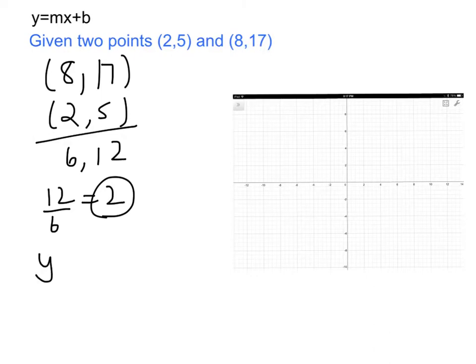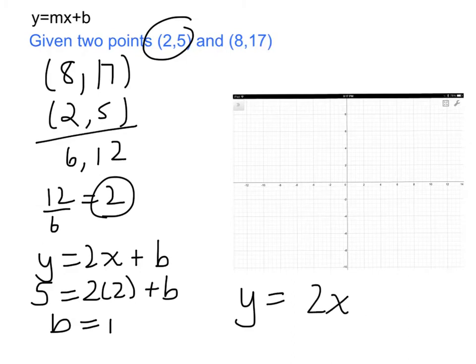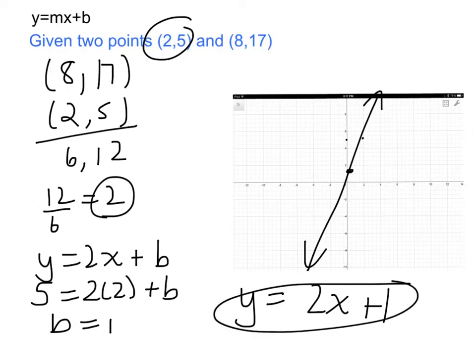So now we can plug in what we know: 2x plus b. And now we can pick either point. I like this point, so I'm going to put in 5 equals 2 times 2 plus b. So in this case, 2 times 2 is 4, 4 plus what is 5? Well, therefore b has to be 1. So now we have the equation y equals 2x plus 1. Now again, graph this. Start with your y-intercept of 1, go up 2 and over 1, and connect your lines. So now you have the equation and you have the graph.